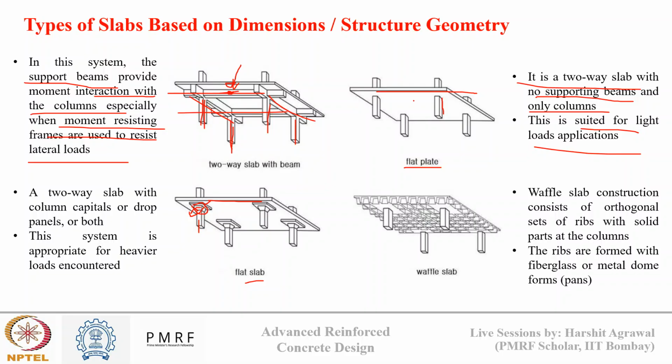Here there can be chances of punching shear failure which can occur. However, when we provide drop panels and column capital, we can reduce the chances of shear failure, and that's why it can encounter heavy loads also.